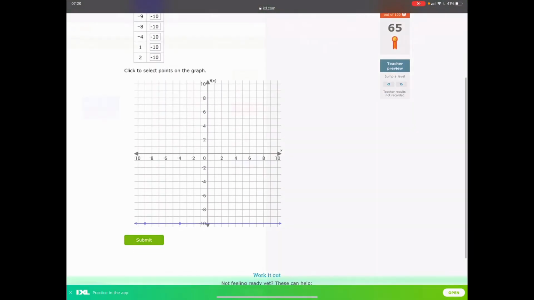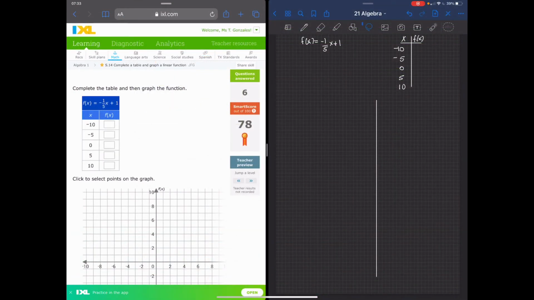We submit. Okay, so we have f of x equals negative 1/5 times x plus 1. And our table is negative 10, negative 5, 0, 5, and 10. So where x equals negative 10, we're going to substitute it. So wherever we see an x, we're just going to write a negative 10. So negative 1/5 times negative 10 plus 1. When I multiply fractions, I multiply going across. Negative 1 times negative 10 is positive 10. 5 times the denominator is just 1, so it's just 5. So 10 divided by 5 is 2. 2 plus 1 equals 3.